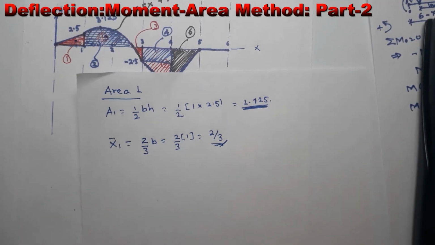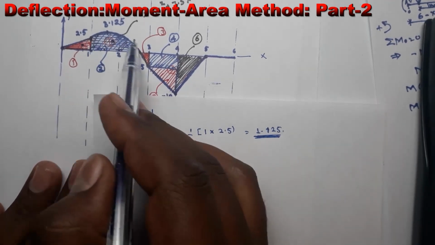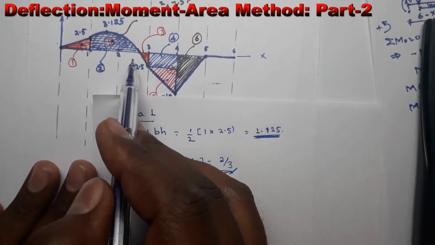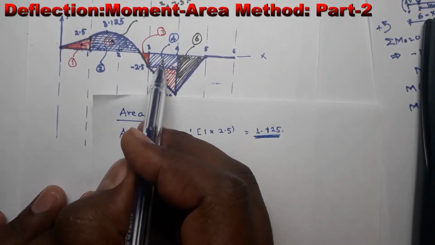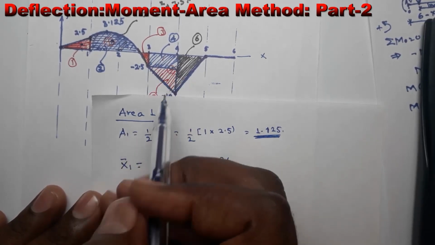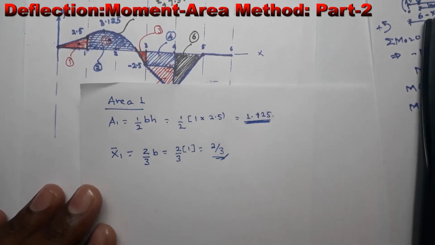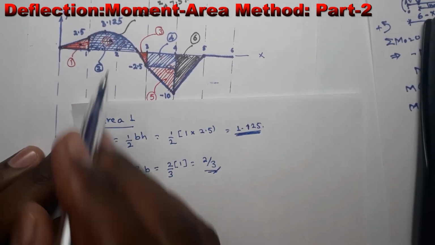Now the only complex ones will be area 2 and area 3, because they are bounded by a graph, so we have to do integrations. But the others are all uniform areas, so we can simply calculate them by the general formulas. So now let me do this one.